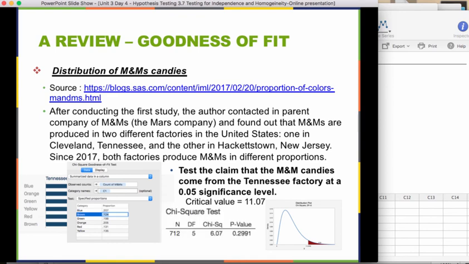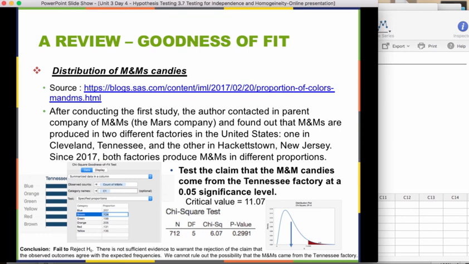Okay, so when we run the chi-square test, we end up with a chi-squared test statistic of 6.07, and our p-value is 0.2991. So if you were thinking about where that is located, it approximately is there. So we are not in the region of rejection, unlike in the other two examples where we were. So we would fail to reject the null hypothesis. There is not sufficient evidence to warrant a rejection of the claim that the observed outcomes agree with expected frequencies. So it is possible that the candies did come from the Tennessee factory.